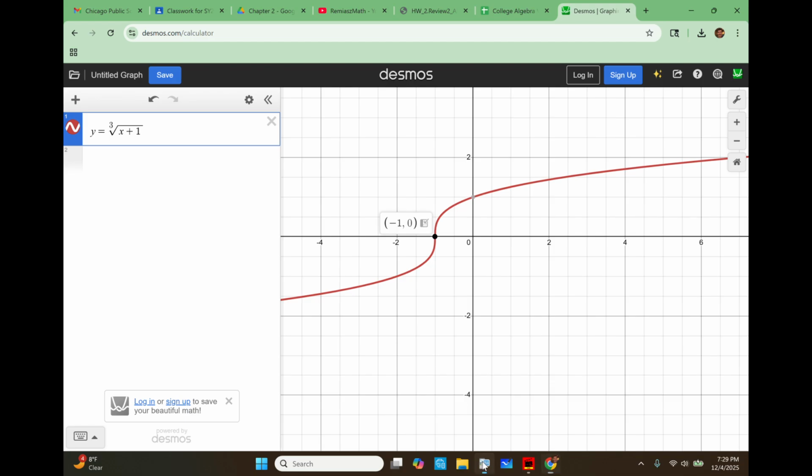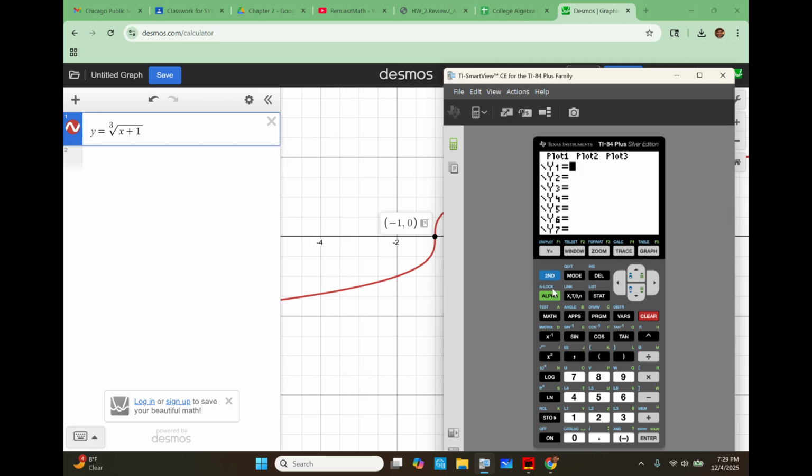Again, that one on the calculator is going to be math, and then there's cube root right there. Cube root of x plus 1. Do a zoom 6, and there we go.